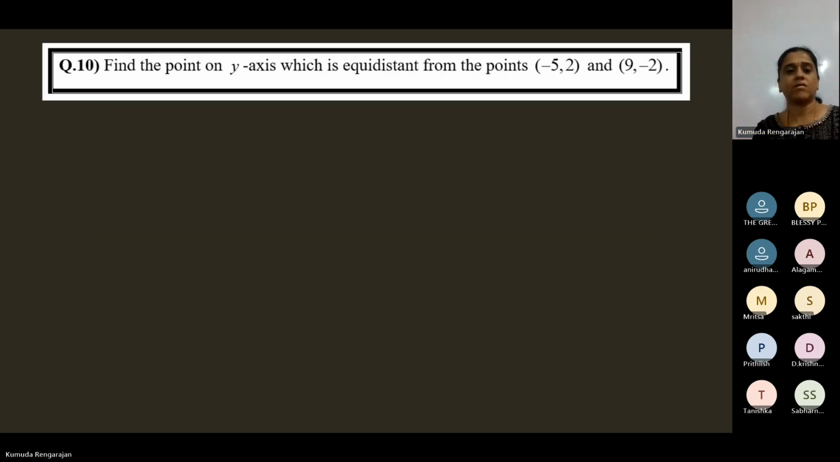Okay. Find the point on the y-axis, which is equidistant from the points minus 5, 2 and 9, minus 2.